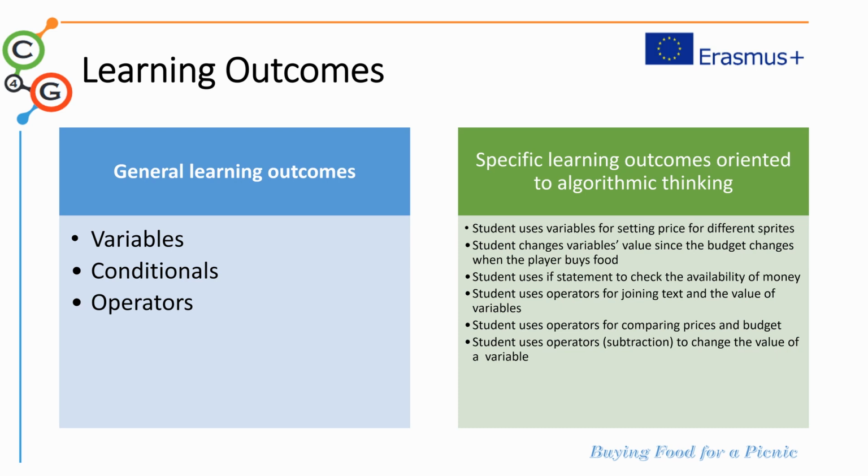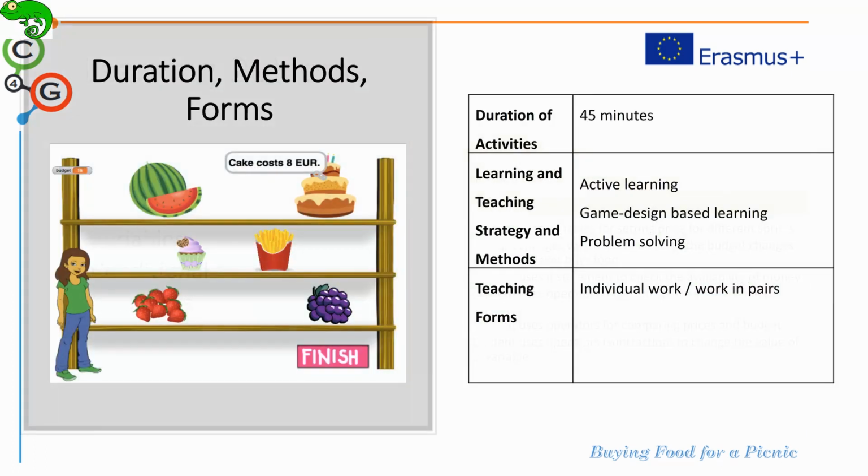outcomes, students will use variables for setting price for different sprites. Students will change variables values since the budget changes when the player buys food. Students will use statements to check the availability of enough money. Students will use operators for joining text and the value of the variables. Students will use operators for comparing prices and budget. Students will use operators to change the value of a variable.